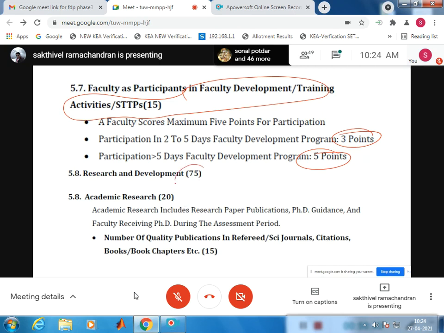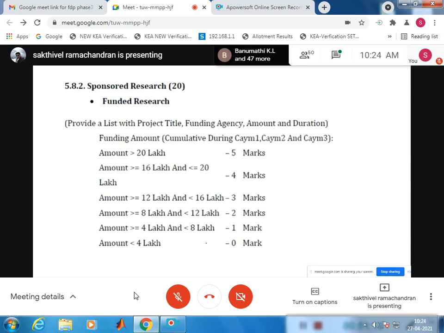Research and development carries 75 marks out of the 200. Academic research carries 20, under the heading 5.8. And the number of quality publications, SCI publications, citations, book chapters, that accounts for 15. Like this, the mark split-up goes on. Sponsored project research goes for 20. Again, in the mark split-up among this, anything greater than 20 lakhs will be given 5, and the remaining goes as laid down by the specifications.